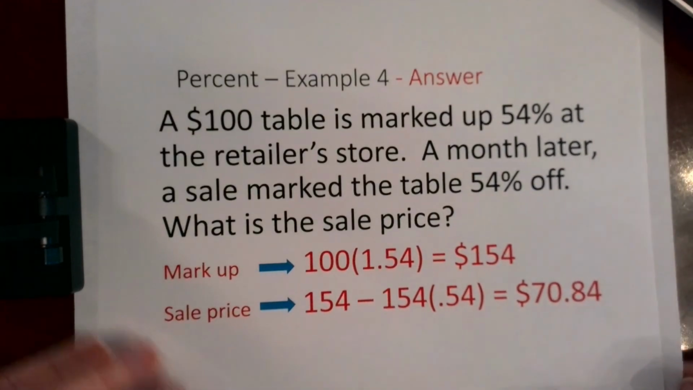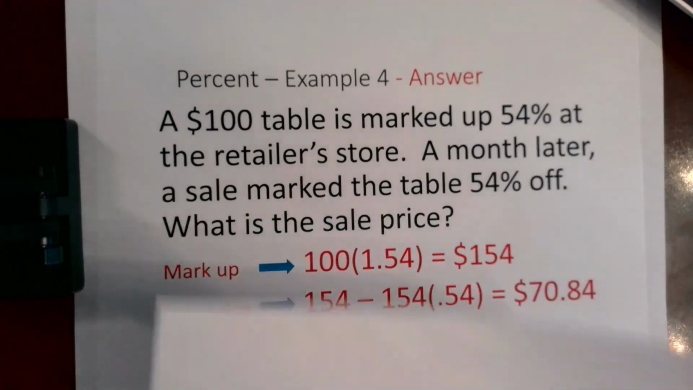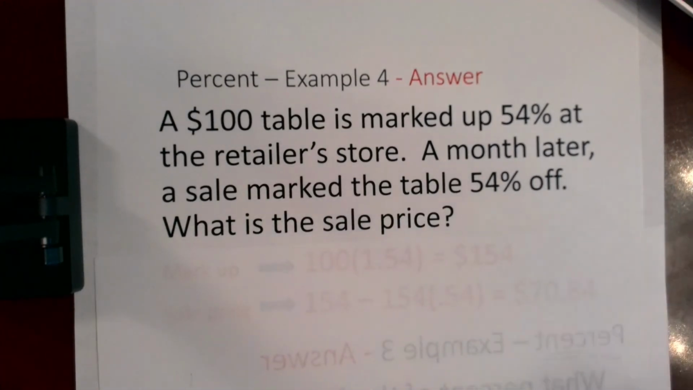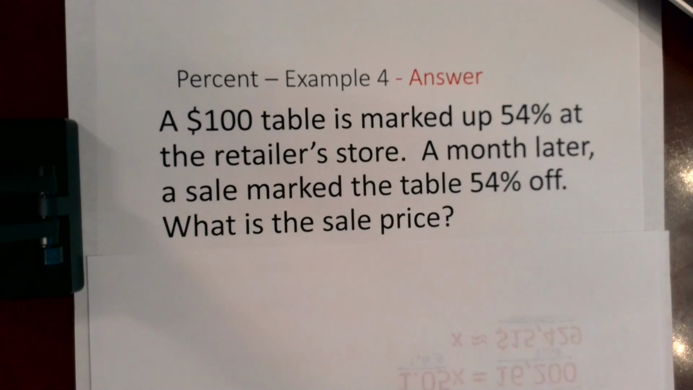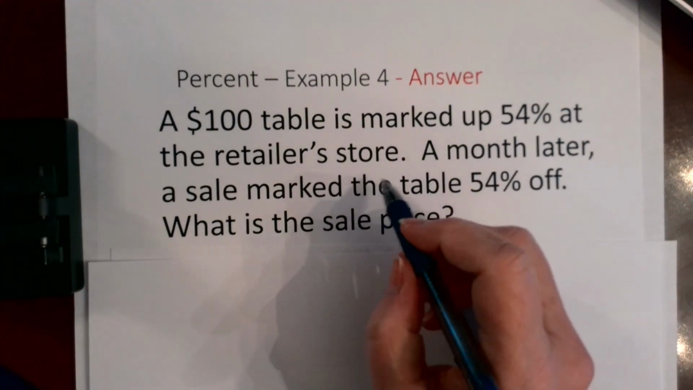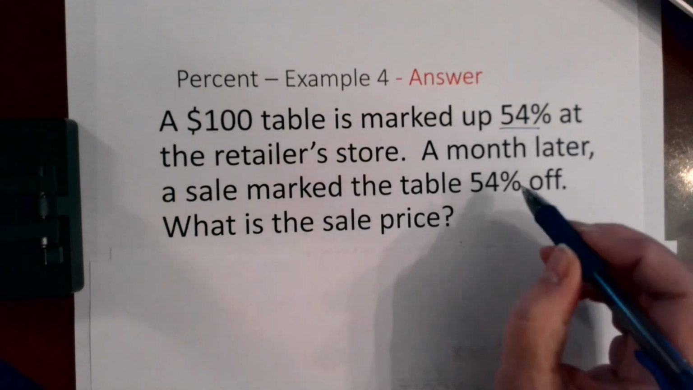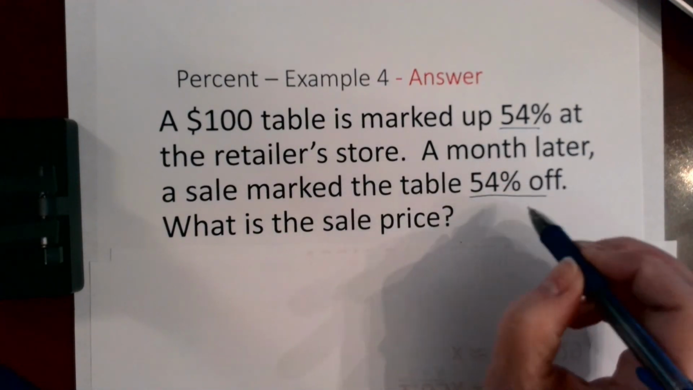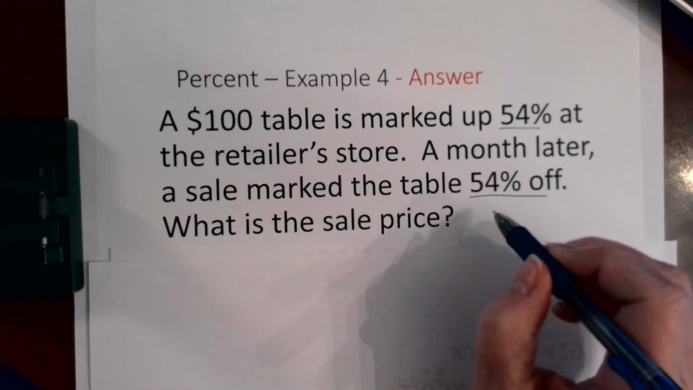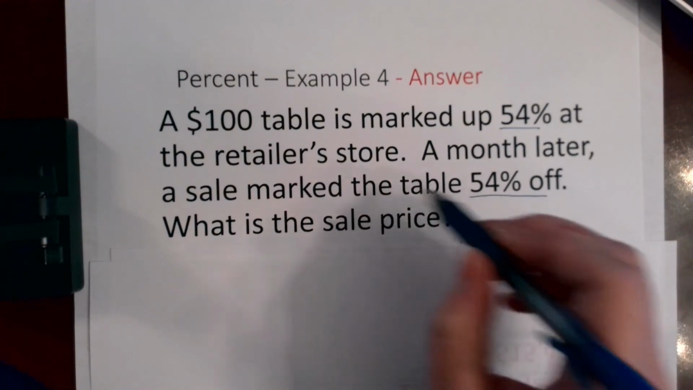Here's the last example on this video. Read it to yourself by pausing the video, then turn it back on. All right, a table that's $100 is marked up 54%, and then it's marked down 54%. You'd kind of think it's back to 100, but it's not. Let me show you the work.